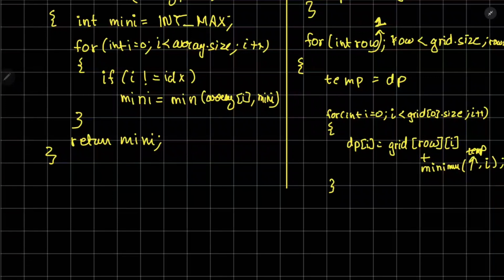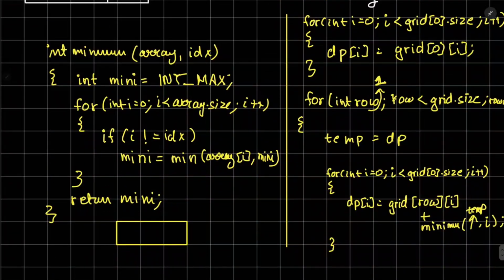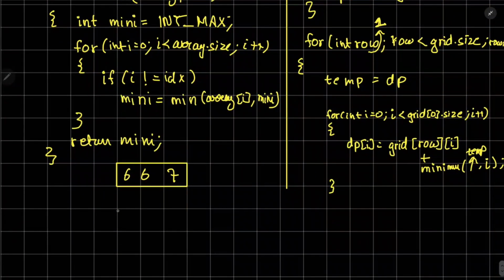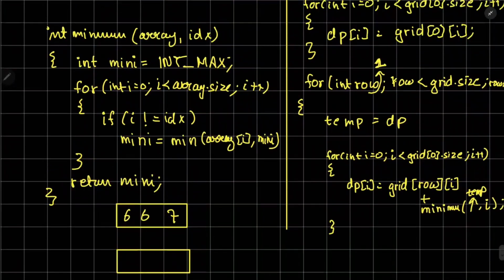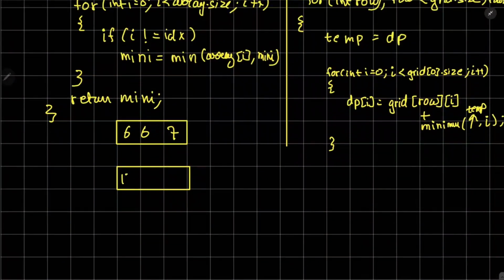Okay, now why I am making this copy and passing temp here is because let's say that we have calculated the paths for the second row. So those were like 6, 6 and 7, and for the next row the final answer was 13, 14 and 15. So this was our DP array initially. If we didn't make temp here and passed DP itself, then what would have happened is that it will update this value itself.